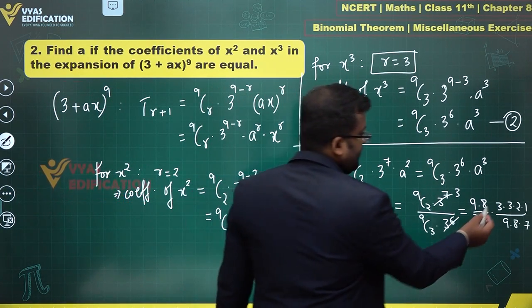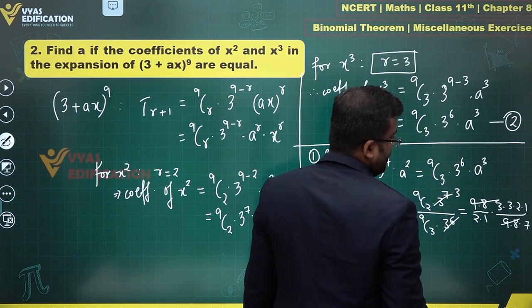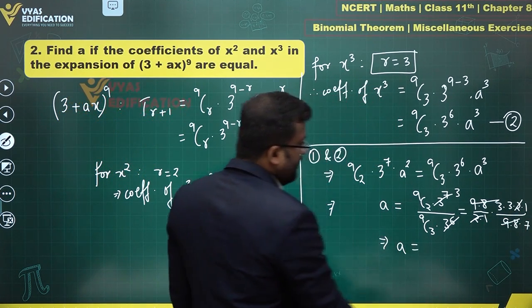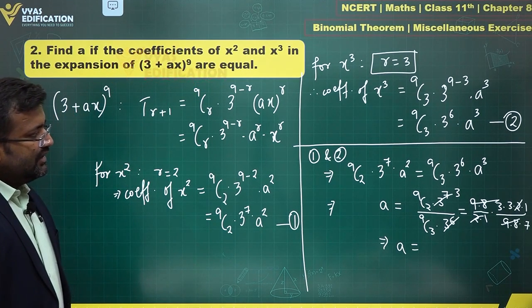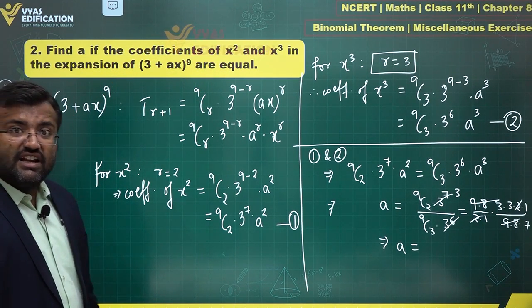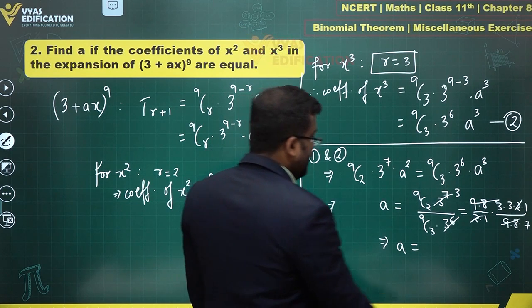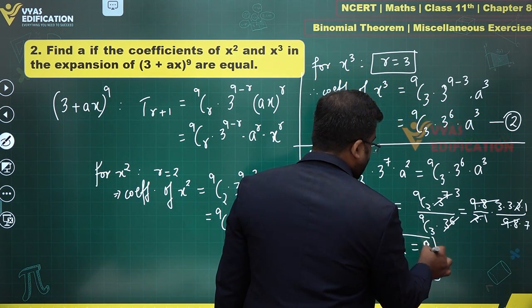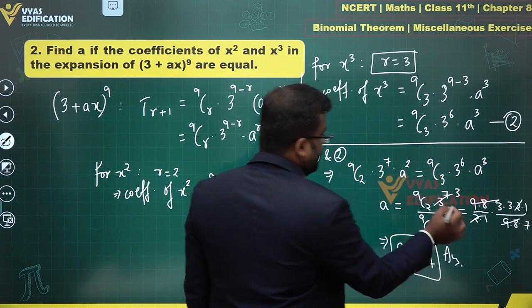Okay, I observe that 9 times 8 and 9 times 8 will get cancelled. This 2 will get cancelled with this 2. And a will come out to be, in the numerator you have 3 times 3, which is 9. In the denominator you have 7. So this is 9 over 7, that's what I'll get over here.